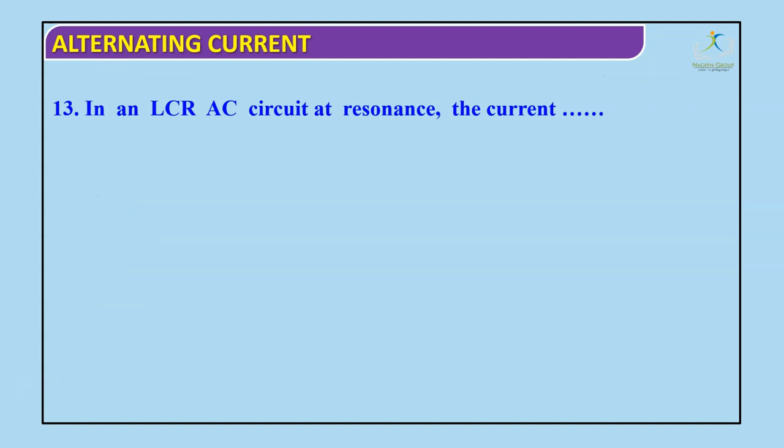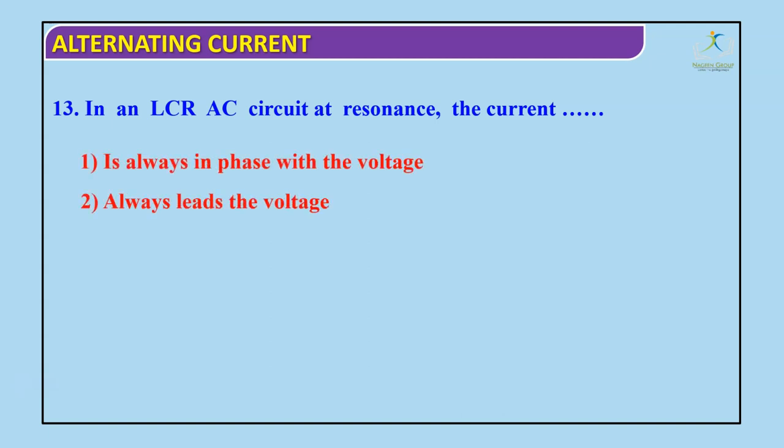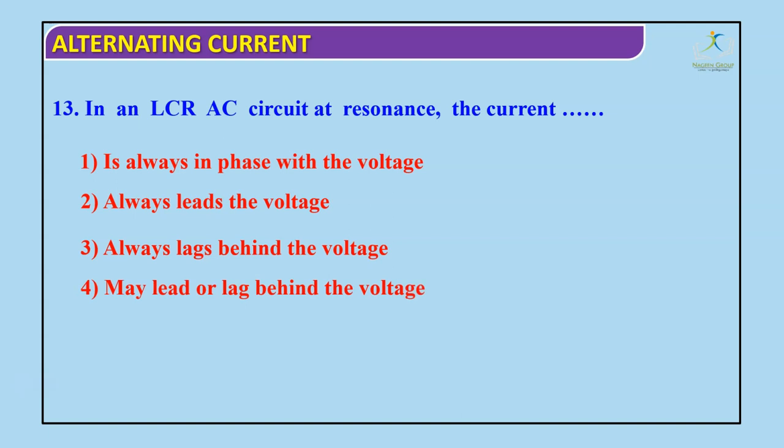Next question we have: in an LCR AC circuit at resonance, the current is always in phase with the voltage, always leads the voltage, always lags behind the voltage, or may lead or lag behind the voltage. The correct answer for this question is always in phase with the voltage.